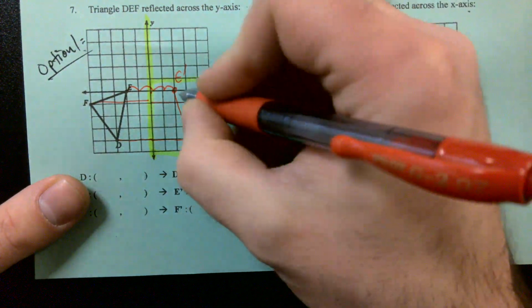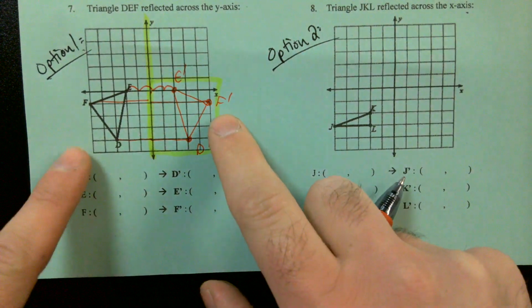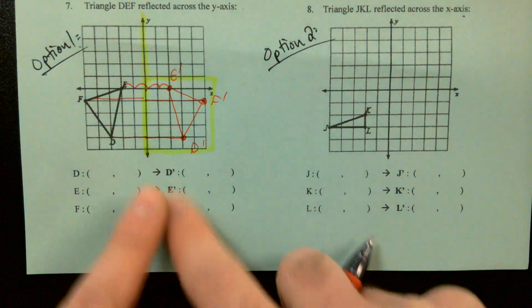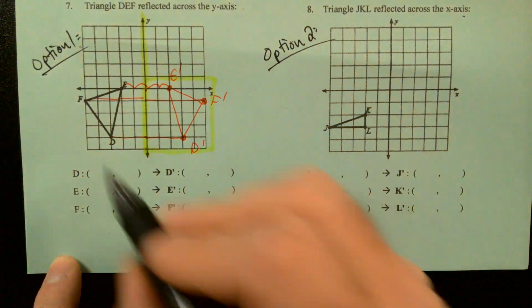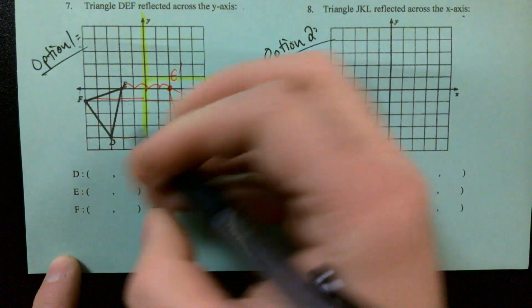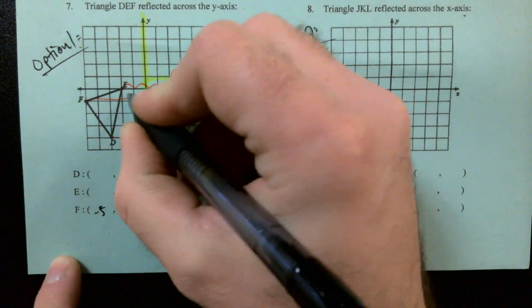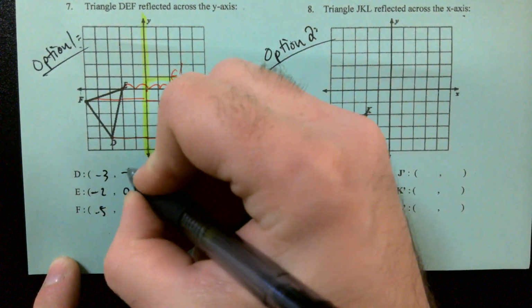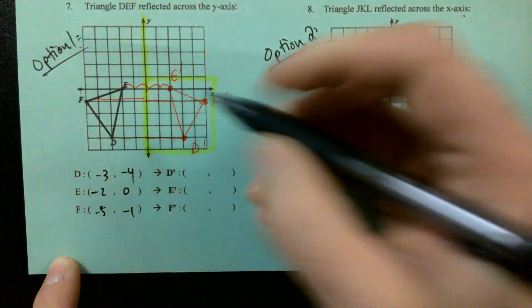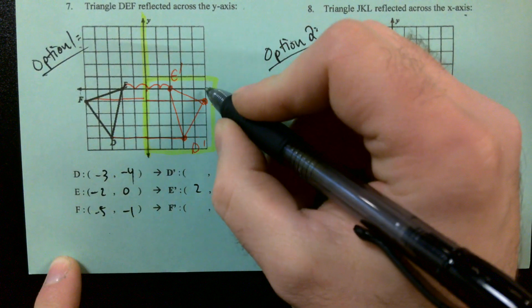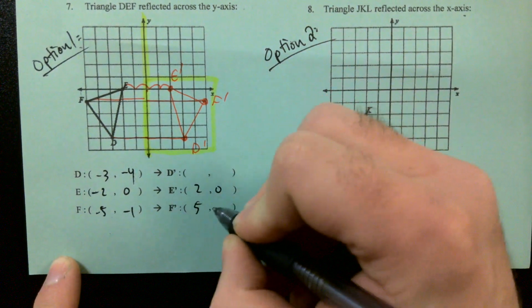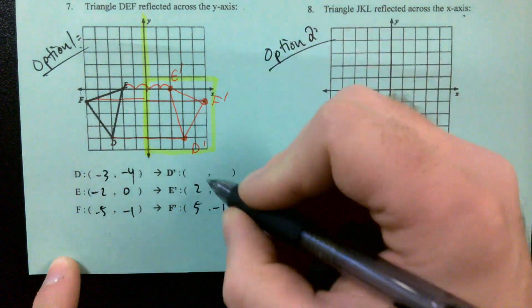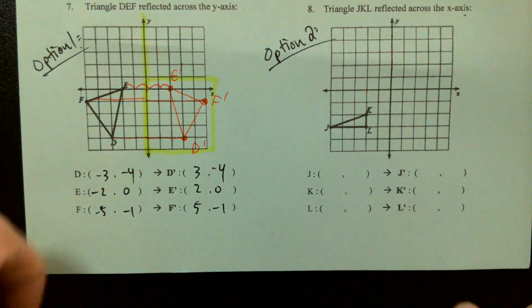Okay? So now that I have my reflection done, I could just go through and look at what all the 6 coordinates are. So F is at -5, -1. E is at -2, 0. D is at -3, -4. E prime is at 2, 0. F prime is at 5, -1, and D prime is at 3, -4.